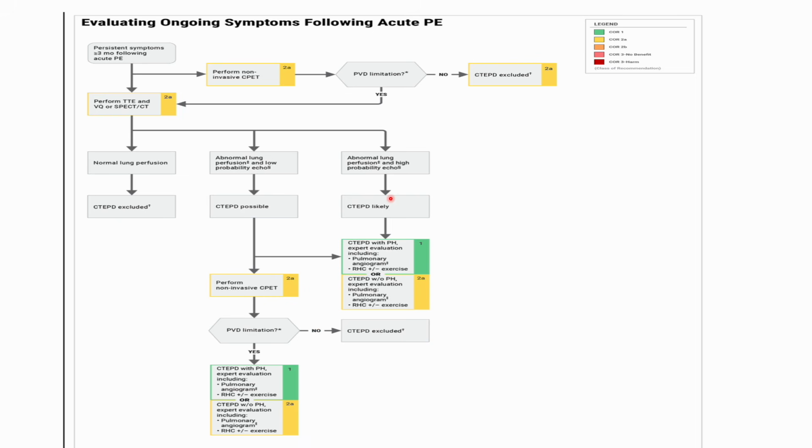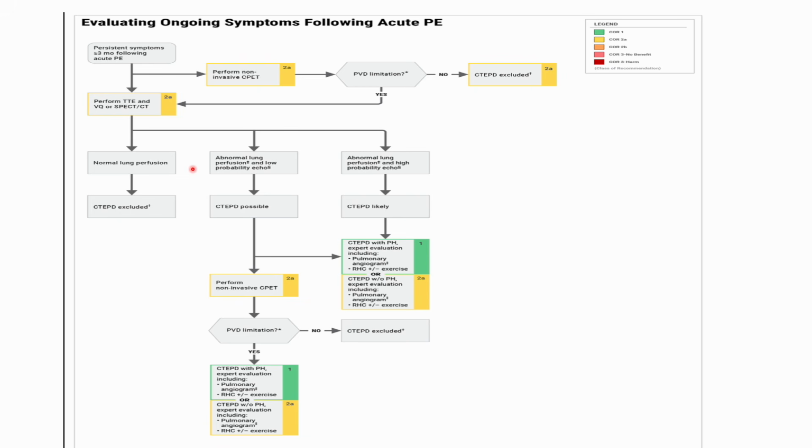But for patients where it was very likely that you have chronic thromboembolic pulmonary disease, again, we need a referral or integration of multiple specialities and include assessment with pulmonary angio, right heart catheter with or without exercise, and evaluation. But if your initial CPET did exclude PVD, you can actually stop right there and not follow up the patient in case he's asymptomatic.